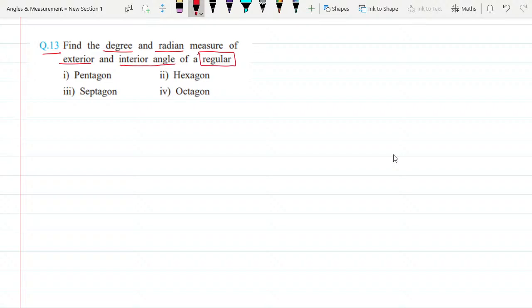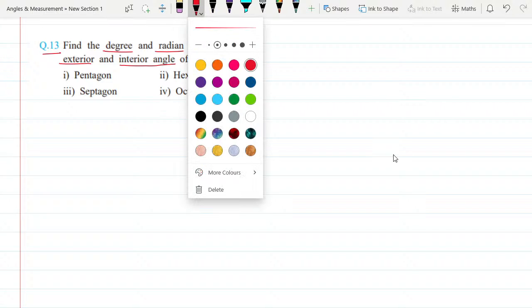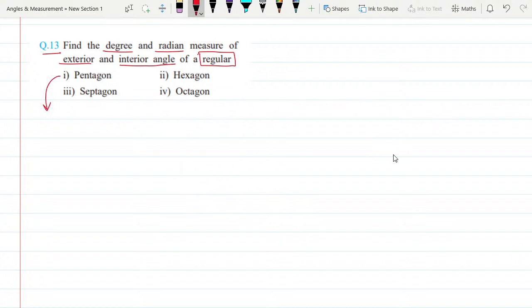First of all we have to understand what we mean by regular polygon. A polygon means it will have n sides or n angles. Penta means 5, so a pentagon has 5 angles or 5 sides. Hexagon means 6 angles. Septagon has 7 angles or 7 sides, and octagon has 8 angles. Good. Now understand the regular polygon.